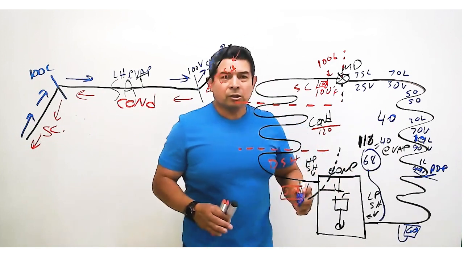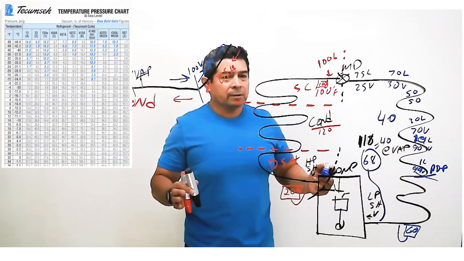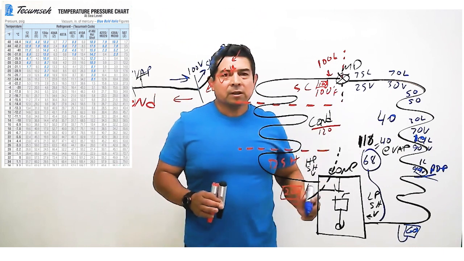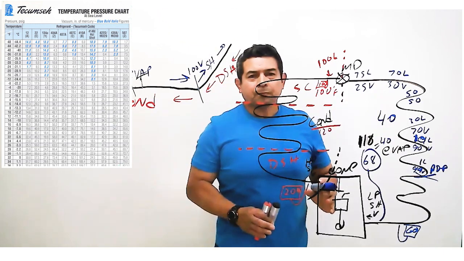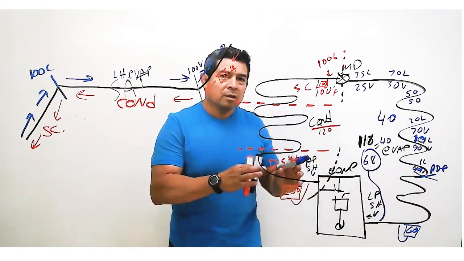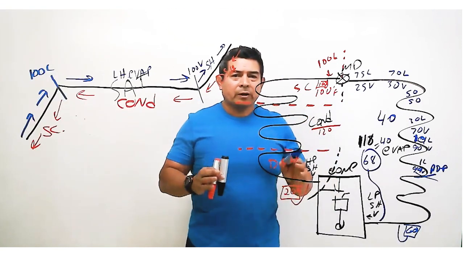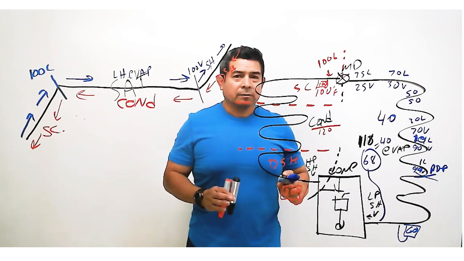So we look at the PT chart. PT chart's never going to lie to you. We look at the PT chart, we see that it's 40 degrees. So now we verified that my evaporator's at 40. And remember, if it's air conditioning, typically we're going to want my evaporator to be about 40 degrees.